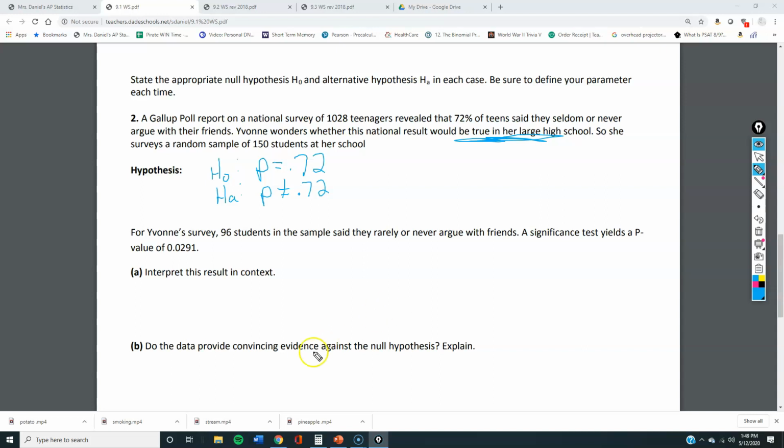Does this provide evidence against the null hypothesis? Well, yeah, because 0.0291 is less than 0.05, the 5% threshold. So yes, because the outcome that she got is rare, we can reject the null hypothesis. And it looks like the percentage in Yvonne's school is different than national. Okay. So that's 9-1.